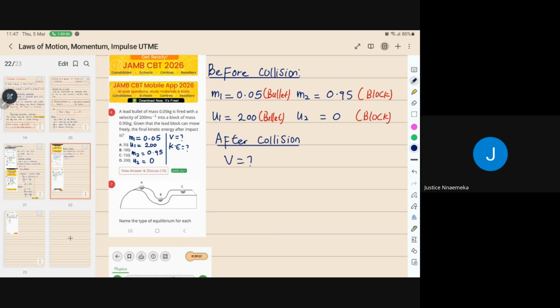So that when you are reading, you can always remember. So let's put it together. M1 U1 plus M2 U2 is equal to M1 plus M2 multiplied by V. So this is 0.05 multiplied by 200 plus 0.95 multiplied by 0 is equal to (M1 plus M2) V. That's 0.05 times 200, plus V.